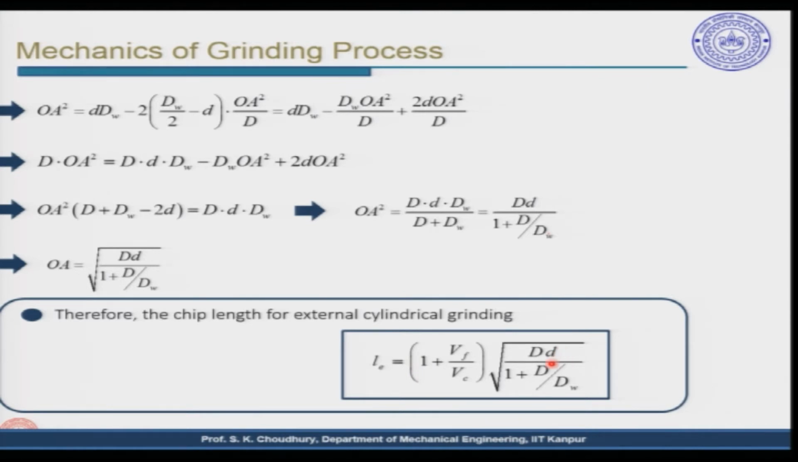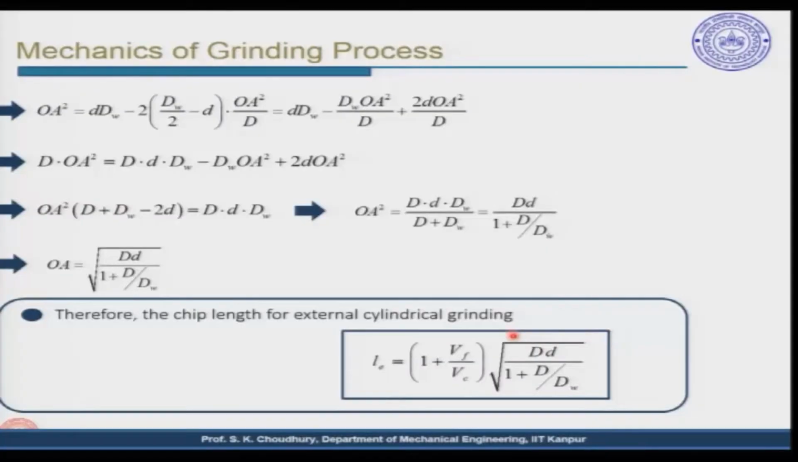Now let us see what happens in the case of internal cylindrical grinding. Again I am telling you that in case of internal cylindrical grinding, because of the configuration of the grinding process, because of the very properties of the grinding process, the chip length will be different than in case of the surface grinding process or the external cylindrical grinding process. Let us see what happens in case of the internal cylindrical grinding.